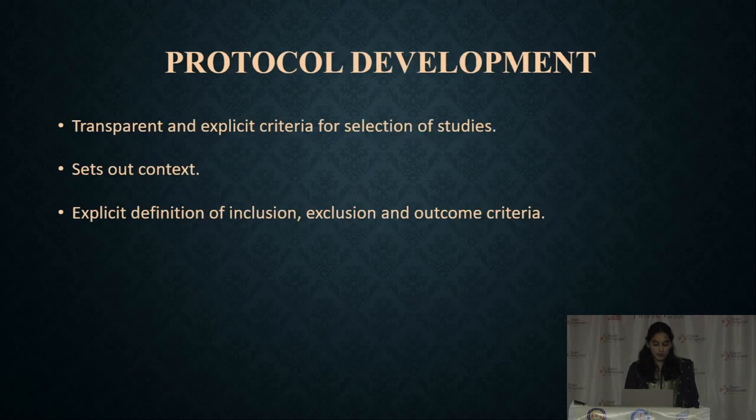Next is the protocol development. Once the protocol is developed, it usually has to be very transparent, and explicit criteria for selection of studies have to be defined. It sets out the context and helps you to exclude the topics which are not related to your study. The explicit definition of your inclusion, exclusion and outcome criteria has to be defined before you start the systematic review.